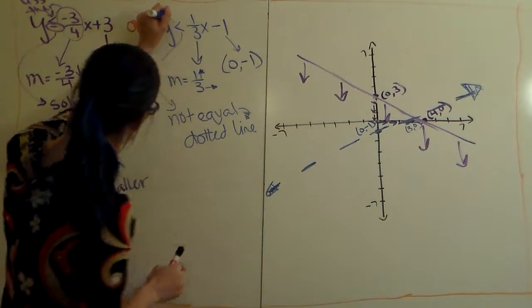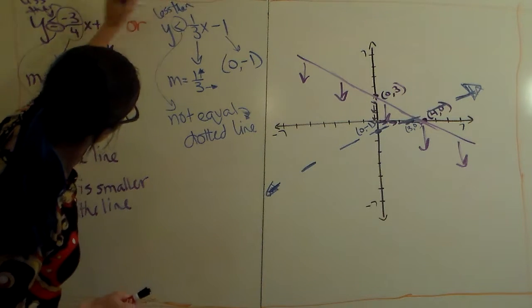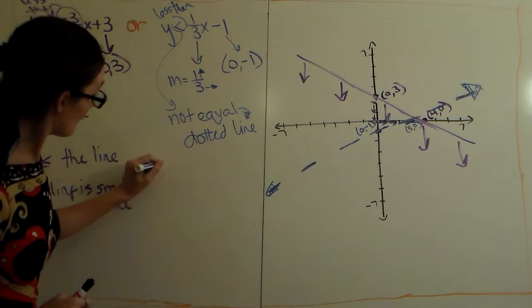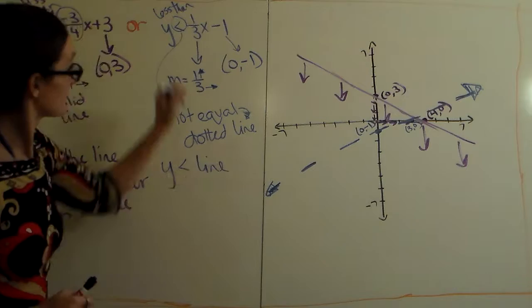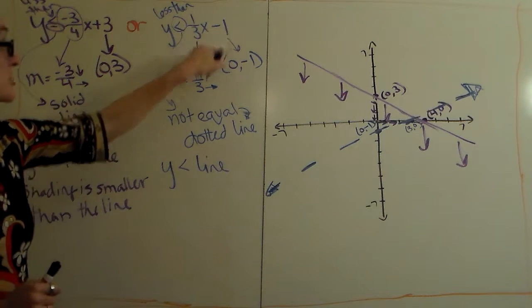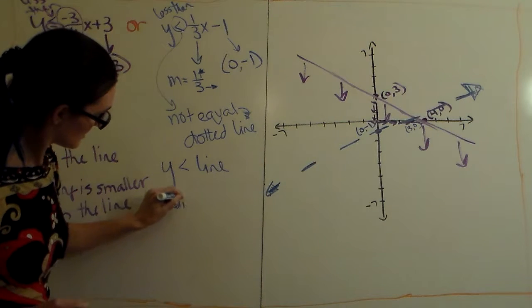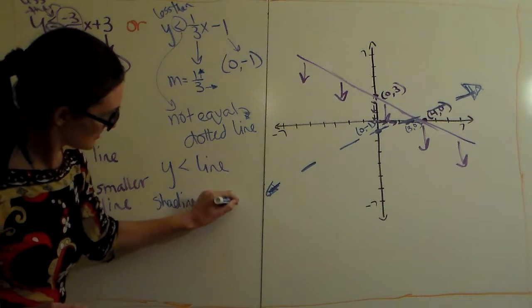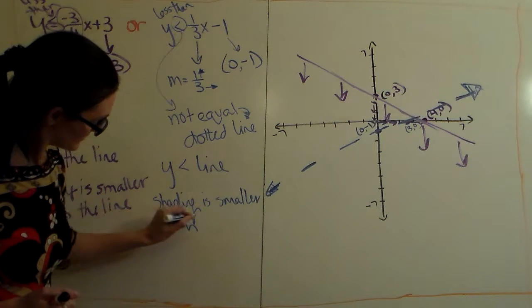So I'm going to come back over here, and this is a less than again. So I'm going to write it out, very similar to how I did for the purple. I have y is less than my line. So these were used to create our line. So my y, my shading, is smaller than the line.